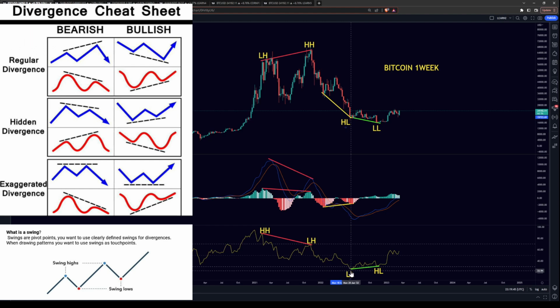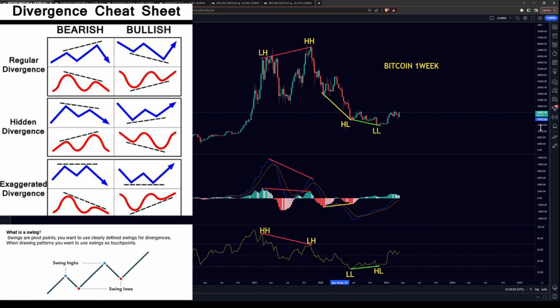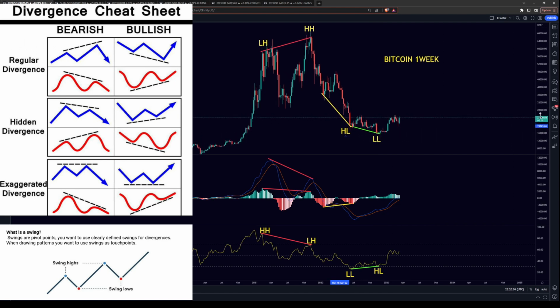On the RSI, you have a lower low, and on the price action, you have a low that's higher than this low. So this is a higher low, this one's a lower low, and then on the next swing over, the RSI has printed a higher low. On the price action, it's still made a lower low. I'm going to zoom this up so you can see it a little better.